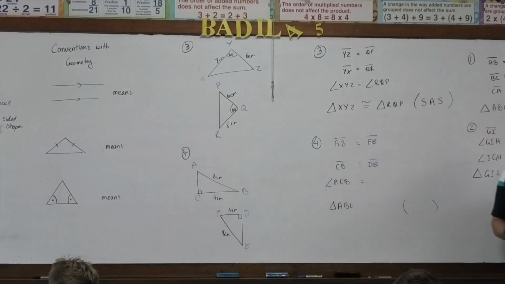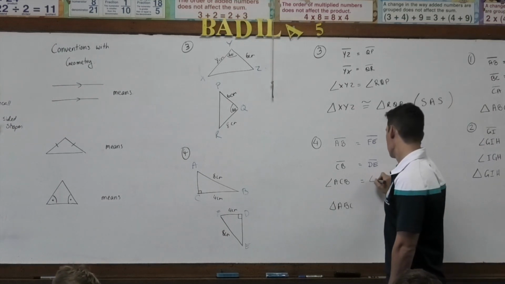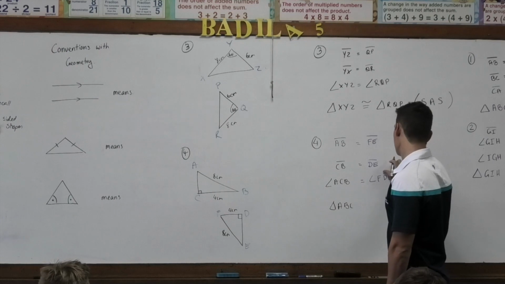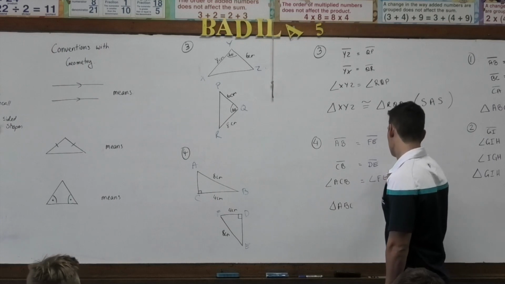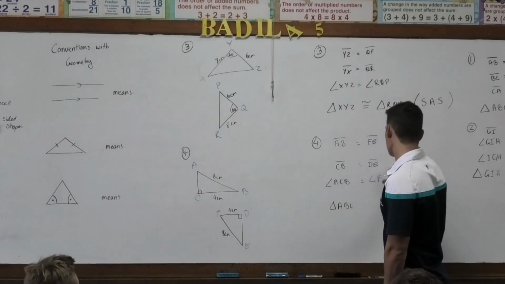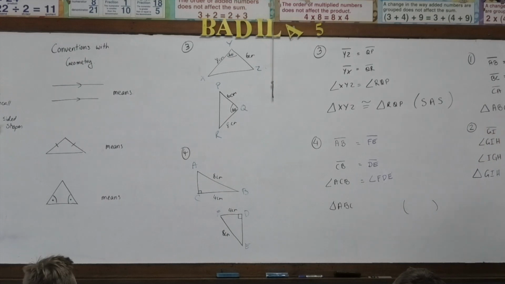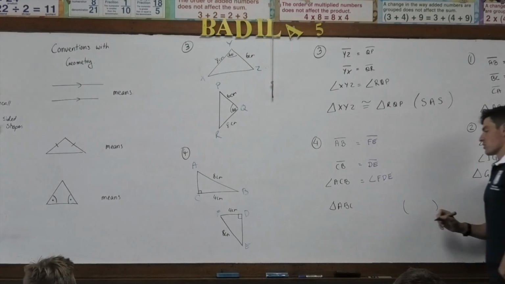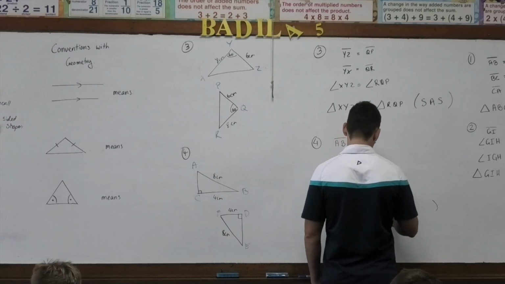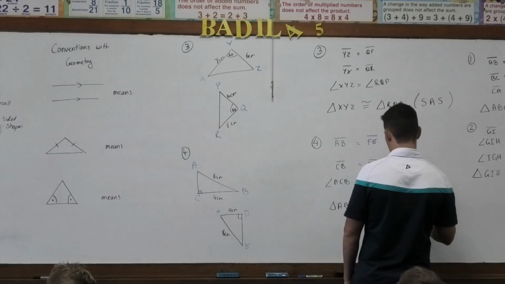And that would mean angle ABC is equivalent to angle FD. No, FED. No, FDE, sorry. FDE. Triangle ABC is congruent to triangle FED. U2, what proof?